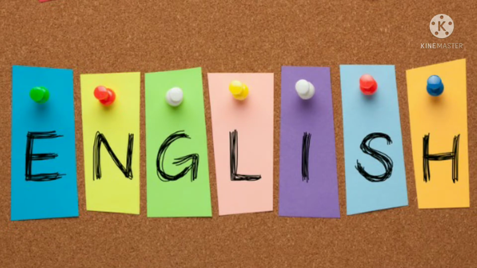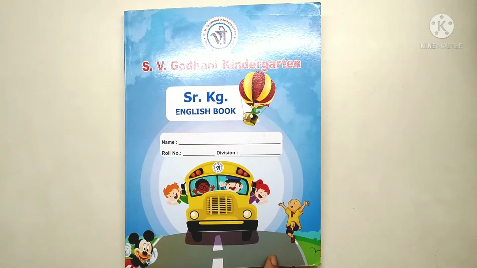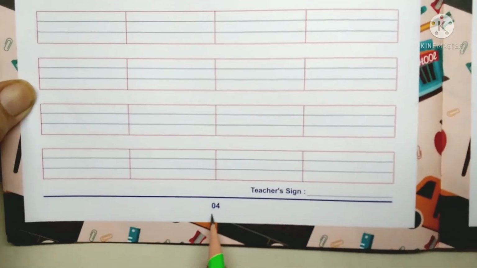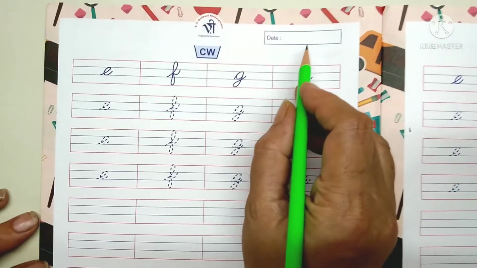Today we will learn cursive E, F, G and H. All of you open our school English book, page number 4. Write today's date here.